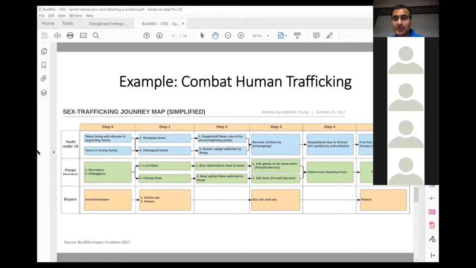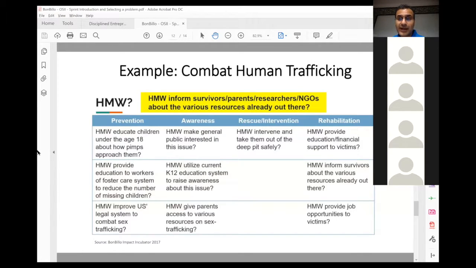This is obviously very simplified, but the simplified journey of someone that gets into sex trafficking, and how they get into it, allowed them to then brainstorm how might we's to come up with solutions that could help combat the problem, right? And so this is their stepwise journey of what that looks like typically. They then went on to split how might we's into 4 categories. The first one being prevention, second one being awareness about sex trafficking, third one being about rescue, and fourth one being about rehabilitation, right? And so within each category, they came up with how might we's that they thought could help contribute to solving the problem.